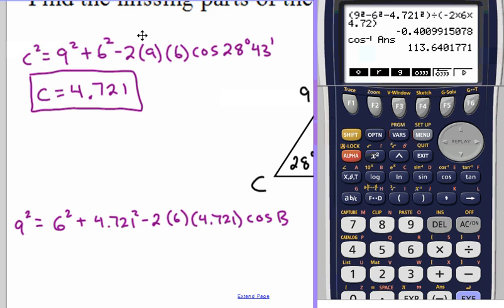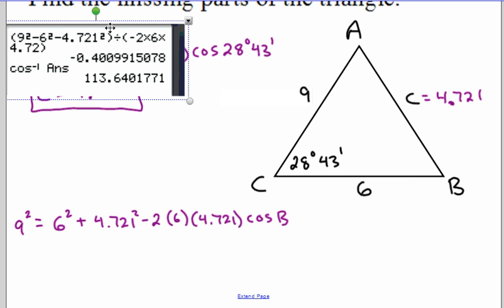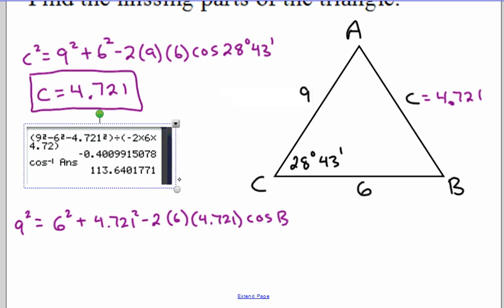So let's write this in. Well, I'll take a picture of this too. There's my angle B. Angle B turns out to be 113. Well, you know what? You guys, since they give this in degrees and minutes, let's give our answer in degrees and minutes. Let's stick with what they have.